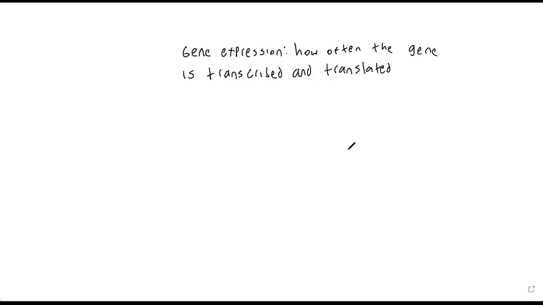Think of gene expression as analogous to how often you cook something. If you cook something a lot, you express the recipe often, and if you don't, then, well, you don't express it often. Now we have something called a regulatory sequence.